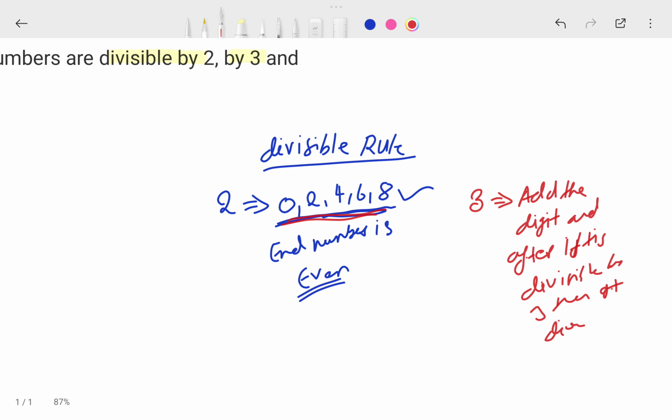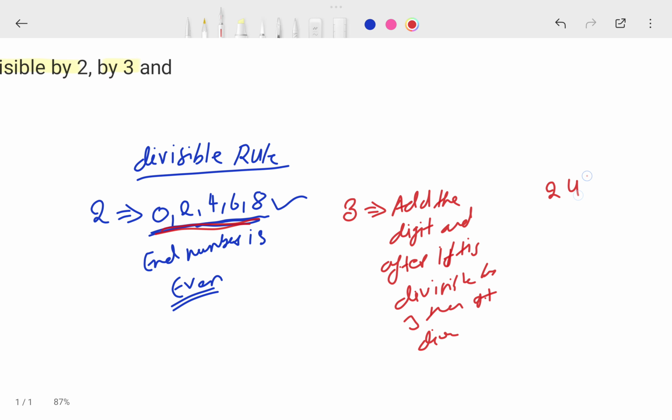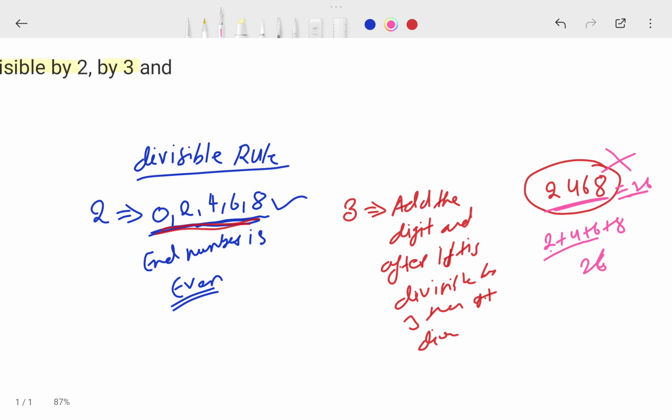I am telling you, I am giving you an example. If it is given 2 4 6 8, I want to check whether it is divisible by 3 or not. So you have to add all these digits, each digit: 2 plus 4 plus 6 plus 8. 2 plus 4 is 6, 6 plus 6 is 12, 12 plus 8 is 20. Hmm, 2 plus 4 plus 6 is 12, plus 8 is 20. So the sum is going to be how much? Is it in the 3 table? No, it is not in the 3 table. It means this is not going to be divisible by 3.